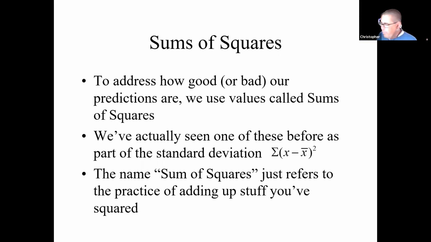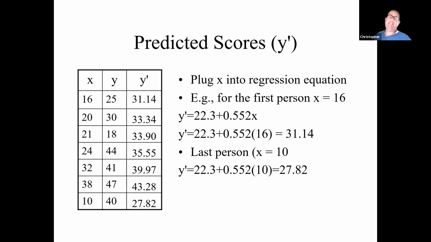So what do we do with these predicted scores? Well, you can look at them and say, wow, person number 3, we were really off in our prediction, or the final person, we were really off there. But some of these are really accurate. The person who scored X of 32 and Y of 41, we predicted them about 40. We can look at it that way, but it doesn't really get us anywhere. We need to kind of formalize that.